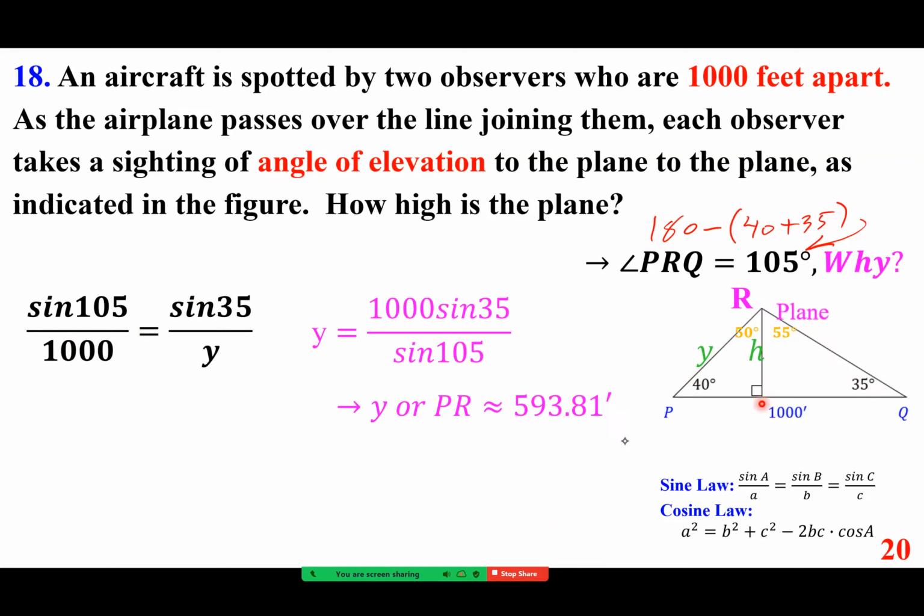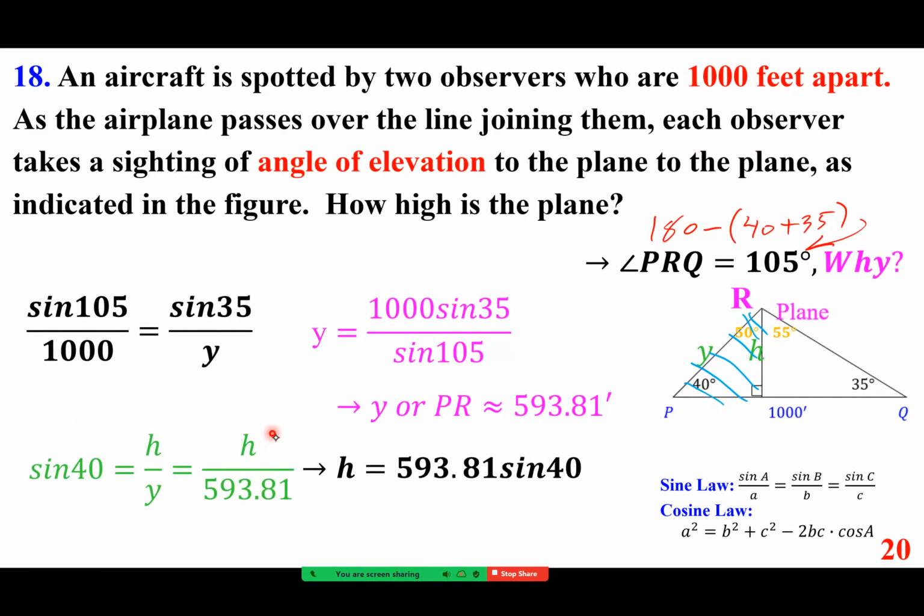Now, in this triangle, sine of 40 is the opposite that we are looking for, the height, over the hypotenuse that we found. And so sine of 40 times this, the product of these two, is the height, and it's 381.69 feet.